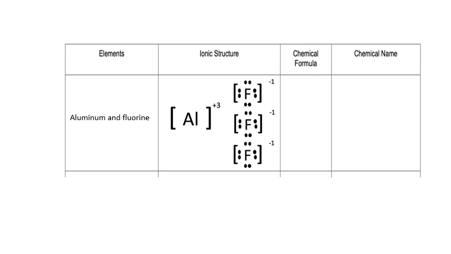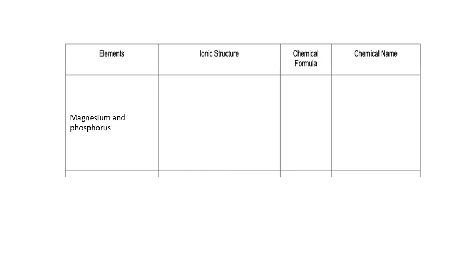So if we were to make aluminum fluoride, we would need to use 1 aluminum and 3 fluorines to make that compound. So our chemical formula is going to be AlF3. And fluorine has the right chemical symbol here compared to that first example. And our chemical name is aluminum fluoride. Alrighty? So our last one, this one was a toughie.